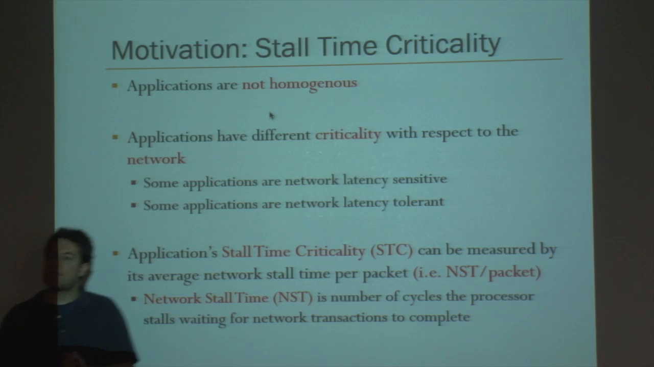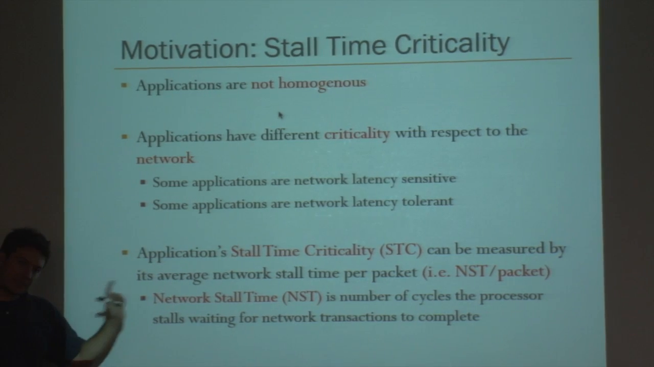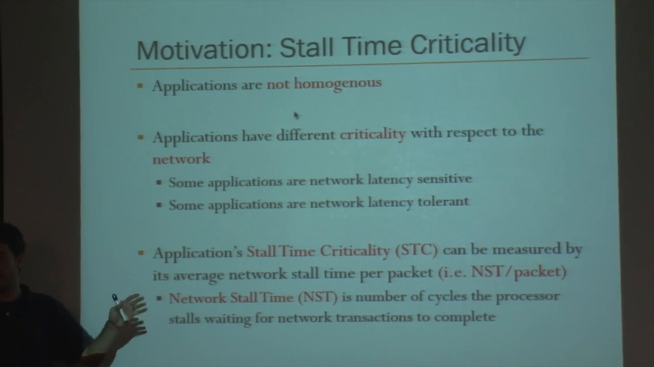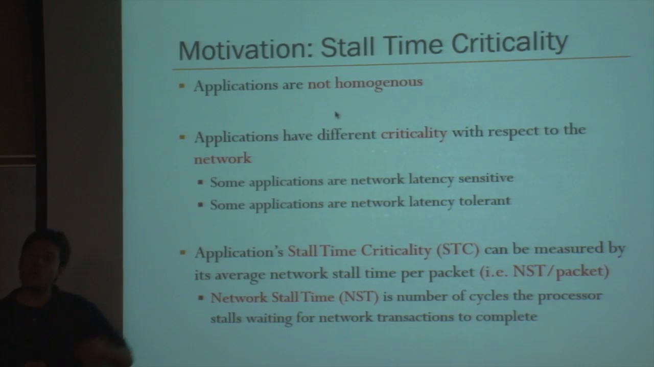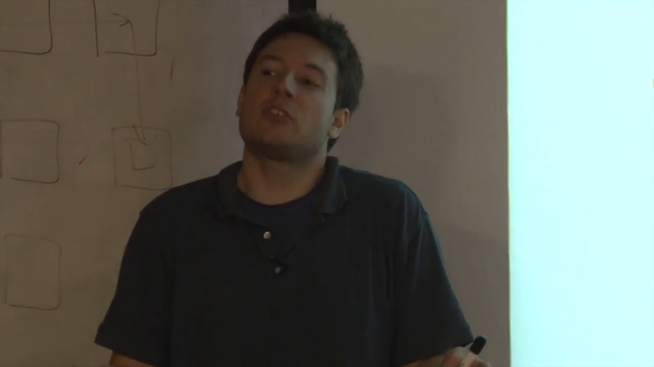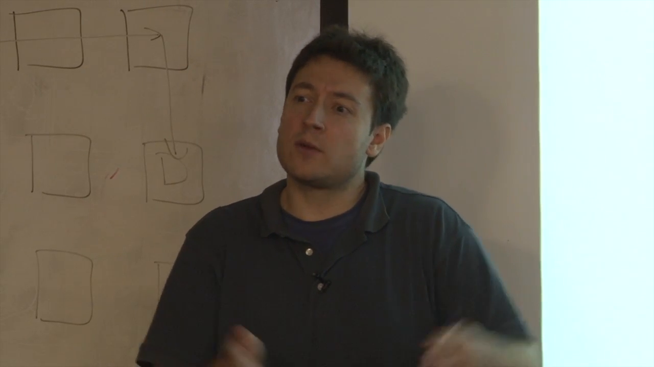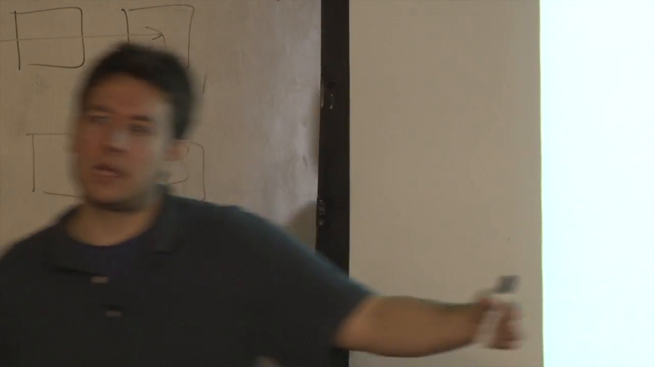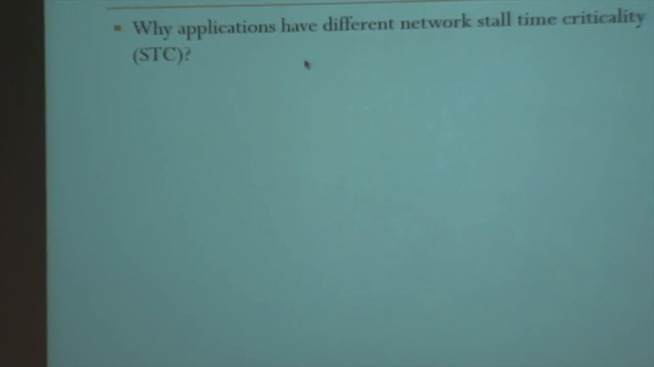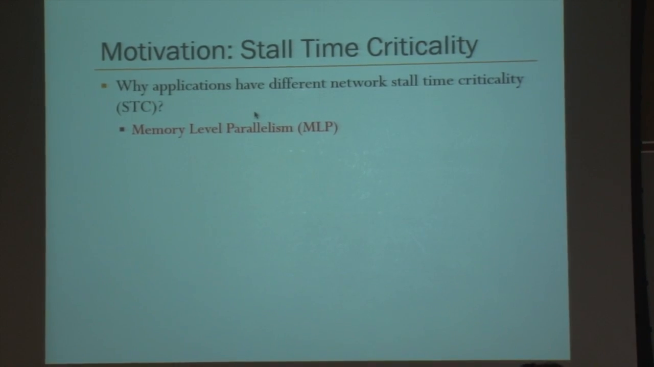So for instance, if the core has sent 10 packets and he was stalled for 100 cycles, then his stall time criticality is 10. So if I'm sending more packets and stalling the same amount of time, then I'm less stall critical because I was still making kind of progress. If I'm sending few packets and waiting a lot, then I'm very critical, stall time critical. My packets should be prioritized. That's the intuition. And we'll see a few reasons why you can have different stall time criticality.